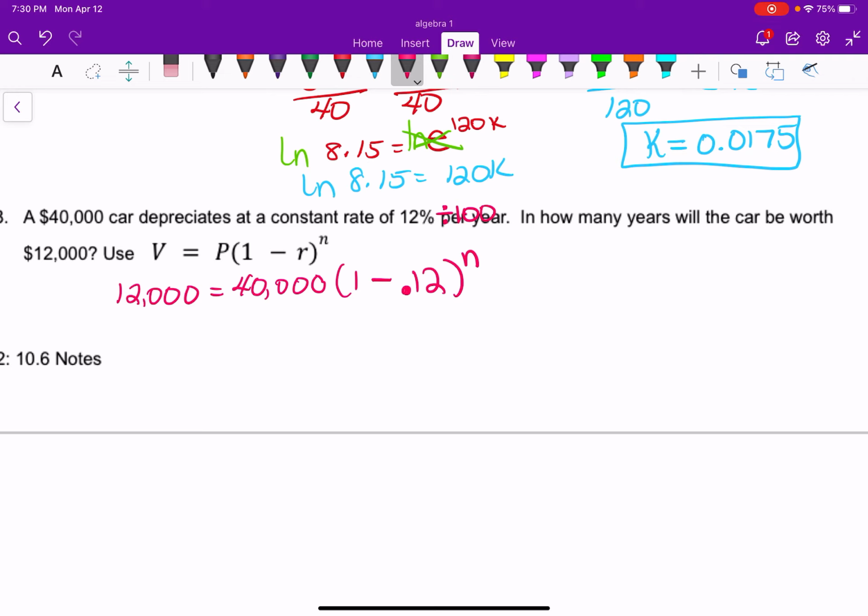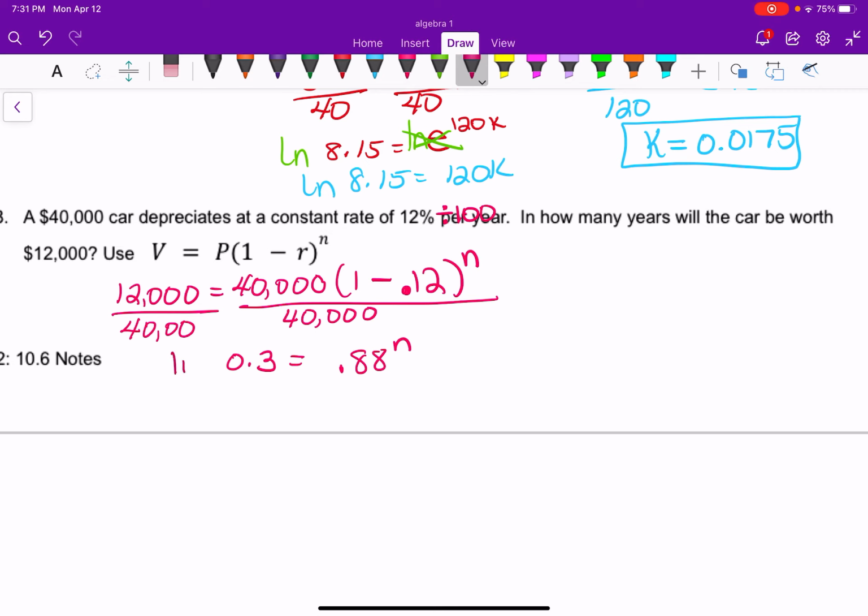So the first thing I'm going to do is divide both sides by 40,000. Okay, and then that's going to give me 0.3 equals 1 minus 0.12, we can do that because that's in parentheses. That's going to give me 0.88 to the n power. You have two choices here. You can do natural log or you can do log. I'm going to do log of both sides this time. So I'm going to take the log of both sides. Legal move because I'm doing it to both sides.